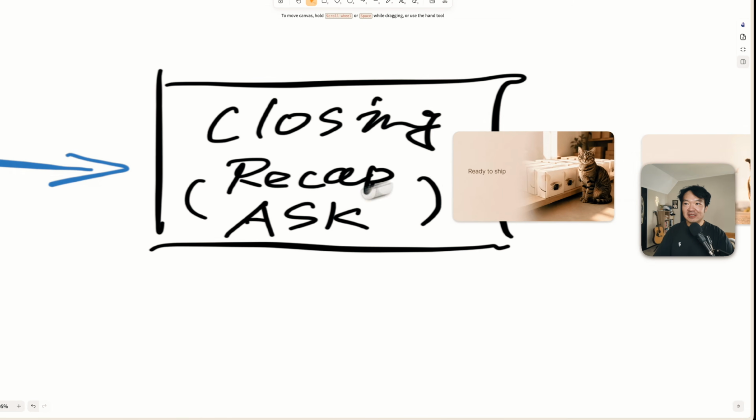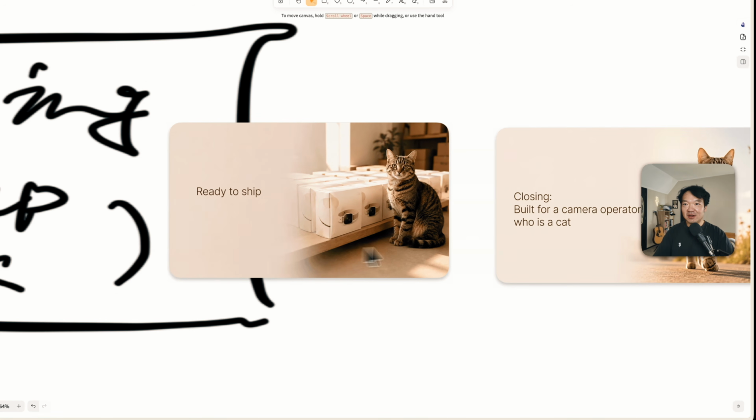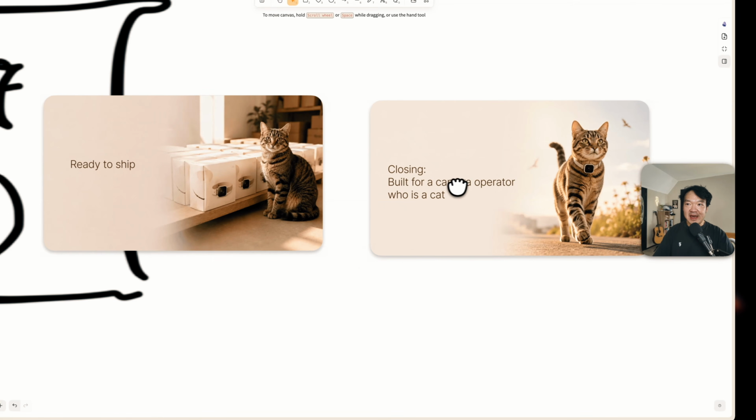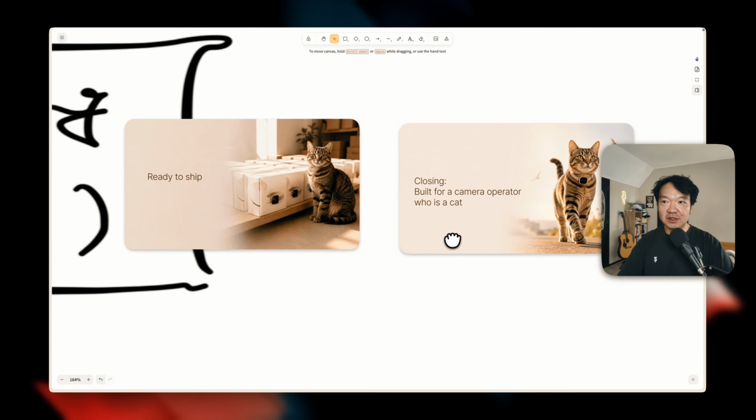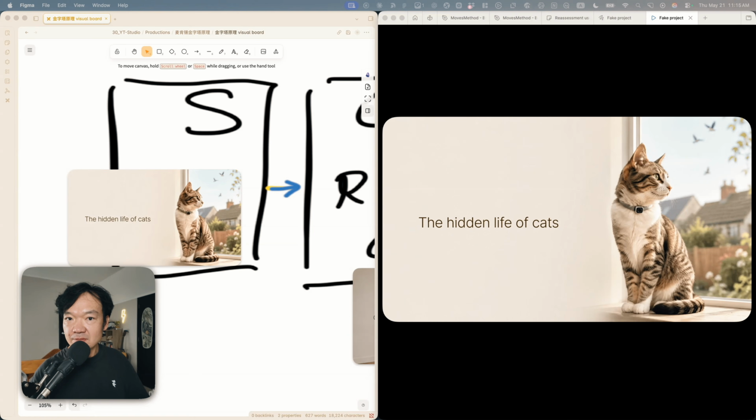And after that, a closing. Here's the recap. It's ready to ship, and also that's the statement at the end: built for a camera operator who's a cat. Okay, let's see how it works as a presentation, and let the magic start. All right, now let's have a look how it works.